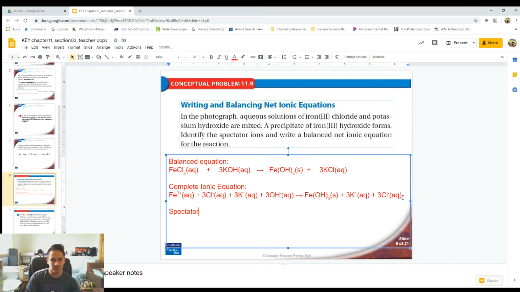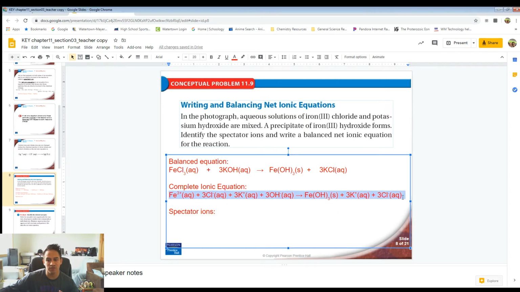It says here now, we need to identify the spectator ions. So looking at this complete ionic equation, can you figure out which ions are spectators? Meaning that on the reactant side and the product side, they're both exactly the same and nothing changed for them.